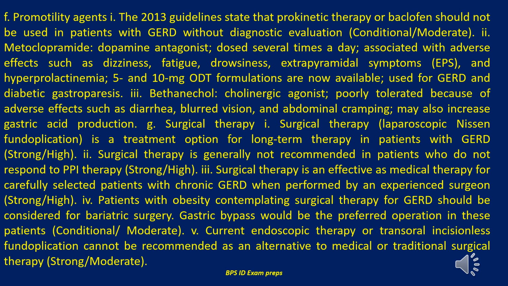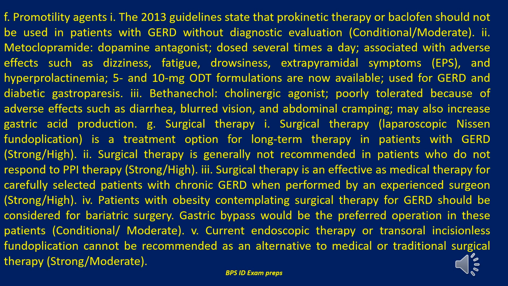2. Metoclopramide is a dopamine antagonist, which is dosed several times a day. It is associated with adverse effects such as dizziness, fatigue, drowsiness, extrapyramidal symptoms, abbreviated as EPS, and hyperprolactinemia. 5 and 10 mg ODT formulations are now available. They are used for GERD and diabetic gastroparesis.